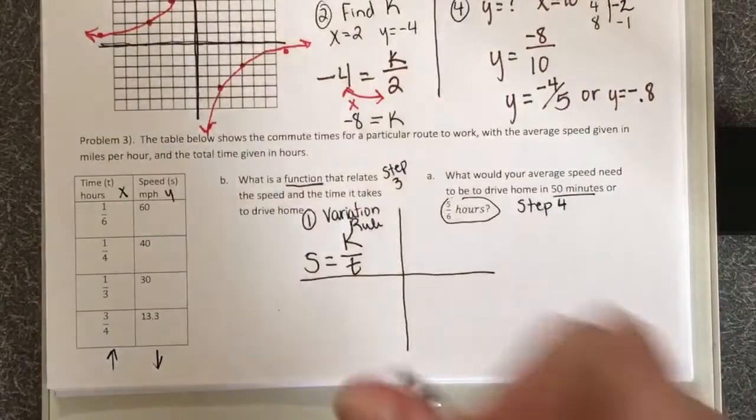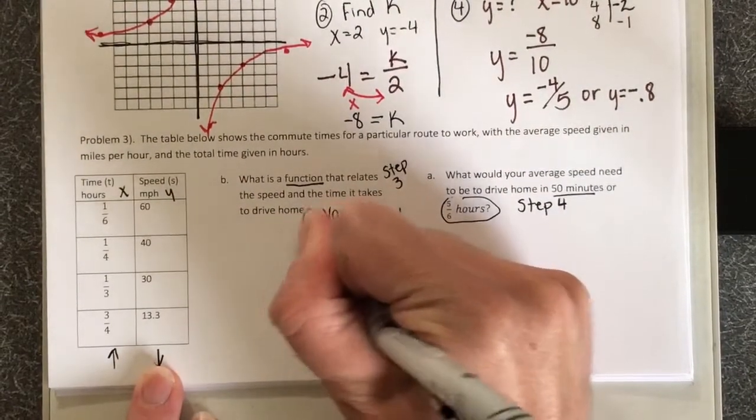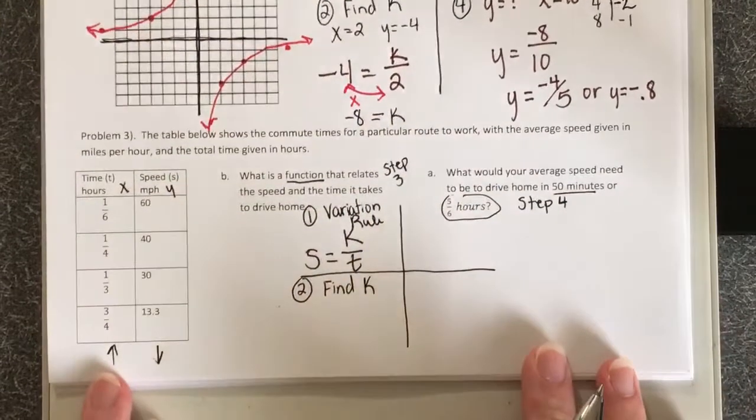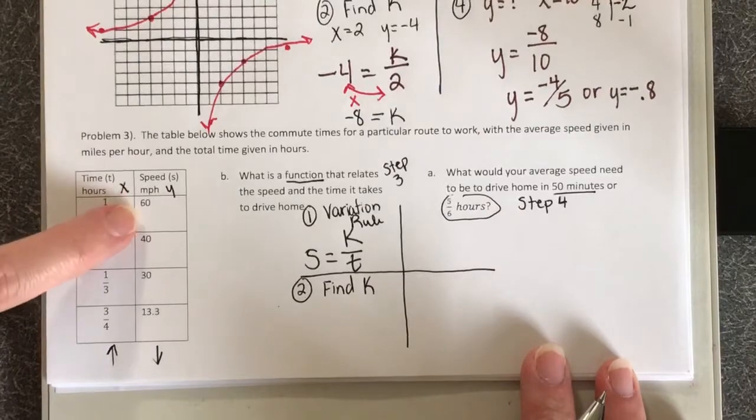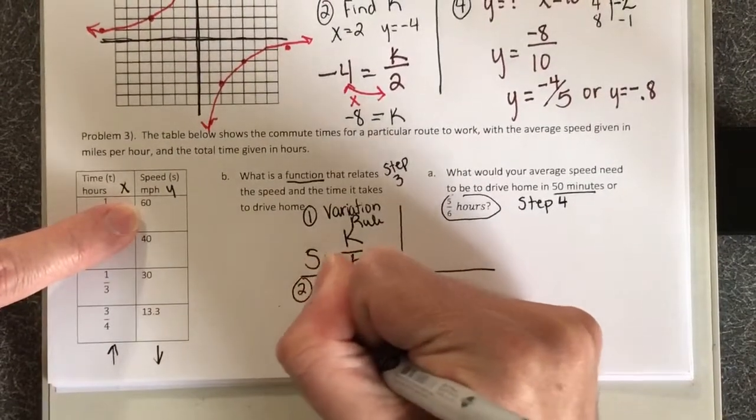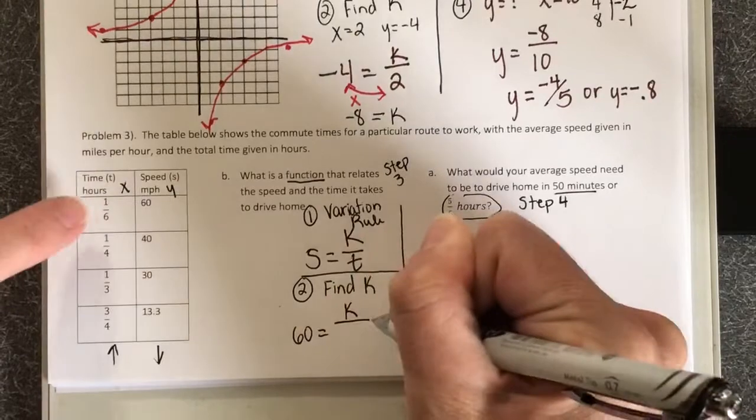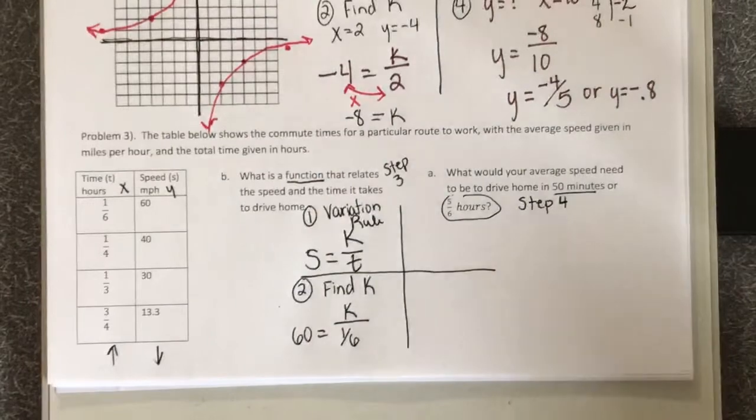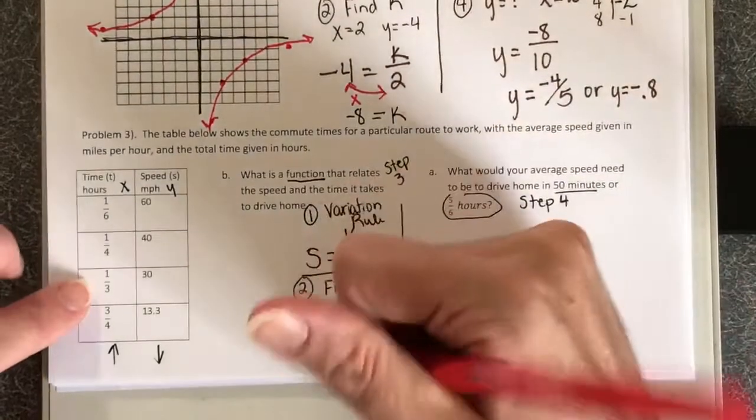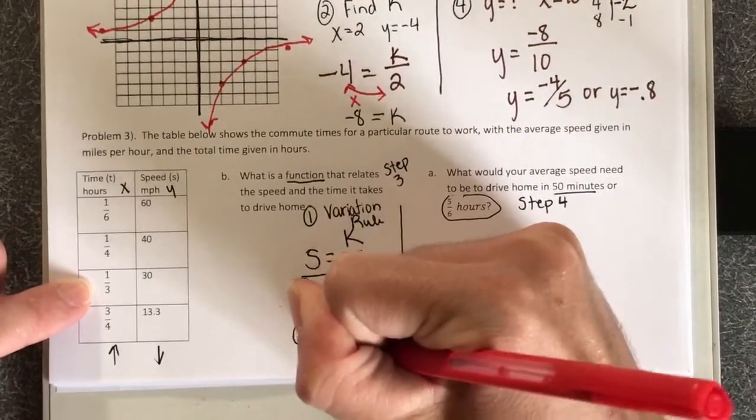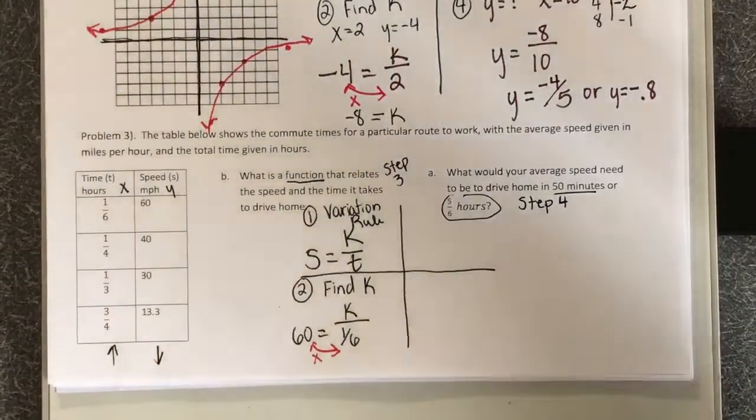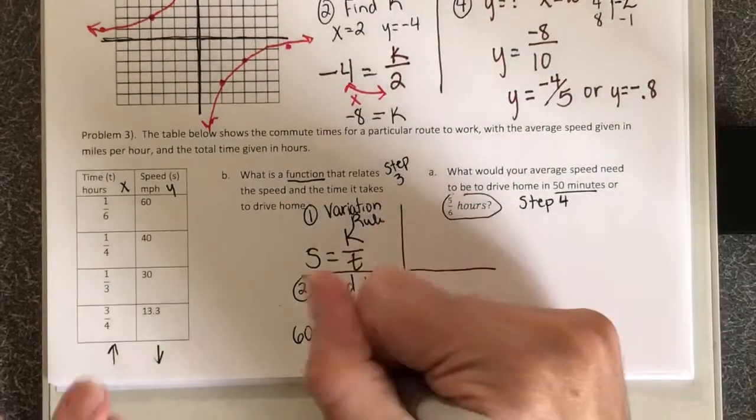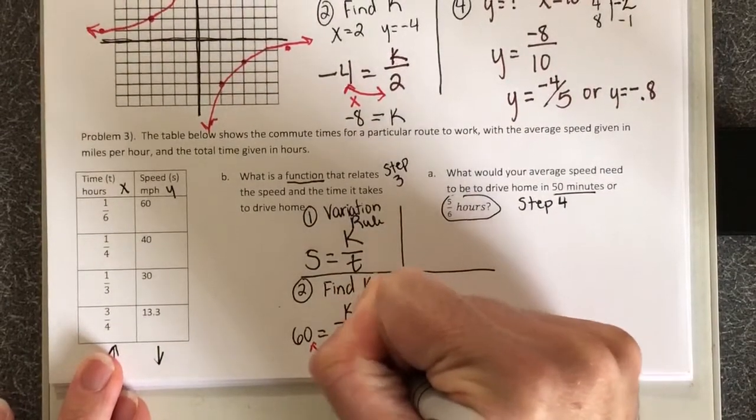So now step 2, find k. So I'm going to plug in. When my speed is 60, my time is 1/6. And just like we've been doing, to undo division, we use multiplication. So I'm going to multiply these two. So 60 times 1/6, or a sixth of 60, is 10. So k is equal to 10.